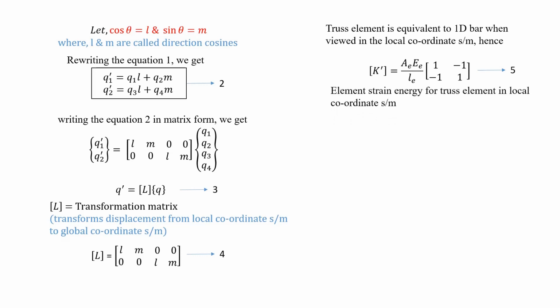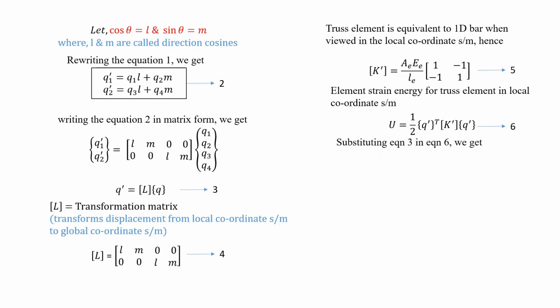Now let's see what the strain energy for a truss element is in the local coordinate system. Strain energy is generally given by U = 1/2 k x squared, but here we'll write kx squared in matrix form. From the property of matrices, we cannot write the equation of 1/2 kx squared directly, because it's very difficult to multiply the matrices. So we'll rearrange them using the matrix multiplication property, where x is nothing but q', the local displacement. So we can write the strain energy as U = 1/2 q' transpose K' q'. Let this be equation 6.